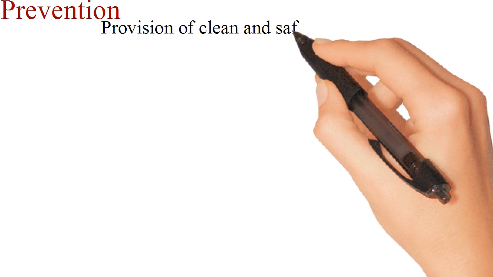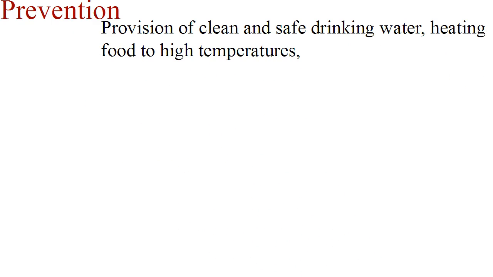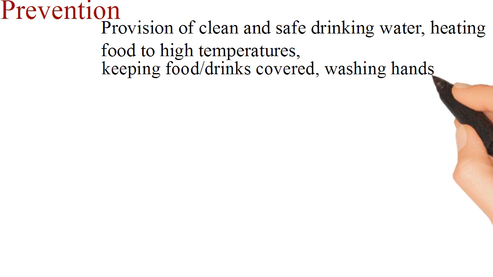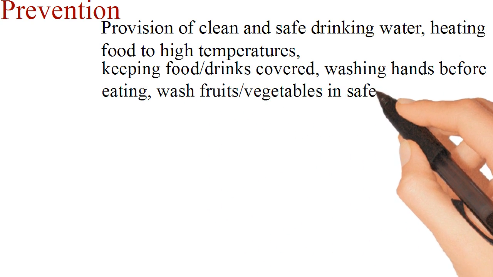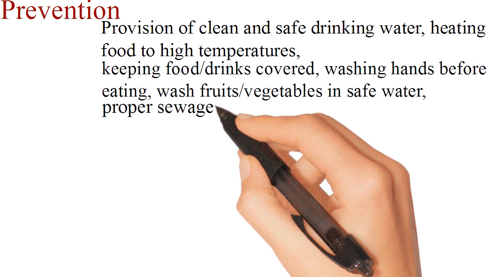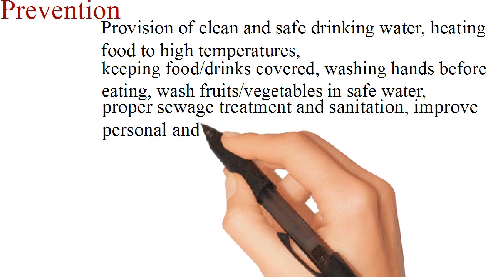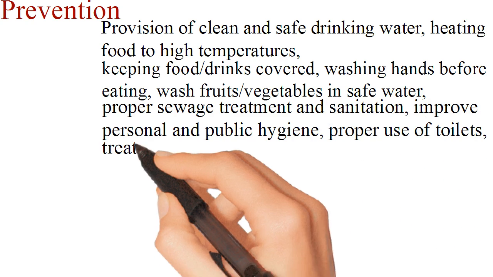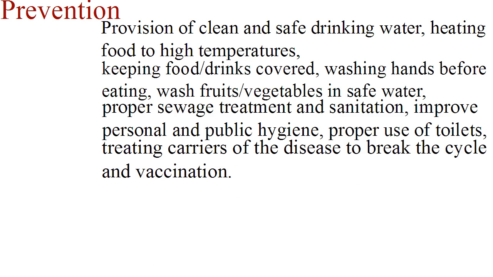Prevention: provision of clean and safe drinking water, heating food to high temperatures, keeping food and drinks covered, washing hands before eating, washing fruits and vegetables in safe water, proper sewage treatment and sanitation, improving personal and public hygiene, proper use of toilets, treating carriers of the disease to break the cycle, and vaccination.